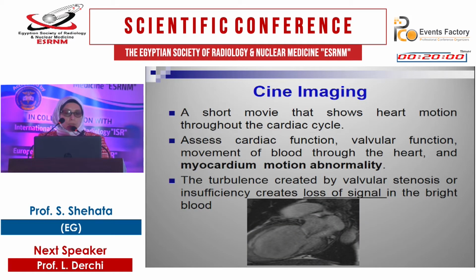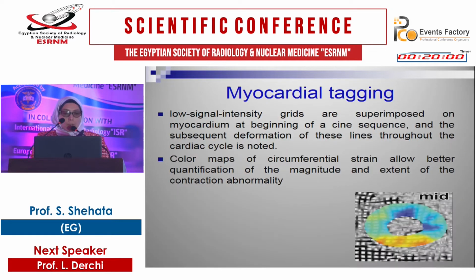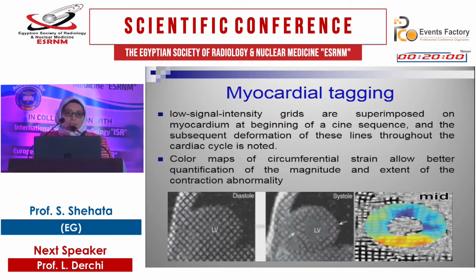Cine imaging is a short movie that shows the heart motion throughout the cardiac cycle and is used to assess myocardial motion abnormality. Phase contrast images or velocity encoded images allow quantitative measurement of the flow. Myocardial tagging, where low signal intensity grids are superimposed on the myocardium at the beginning of the cine sequence, and subsequent deformation of these lines throughout the cardiac cycle is noted. Color maps also allow assessment of circumferential strain abnormalities, quantifying the magnitude and extent of this contraction abnormality.